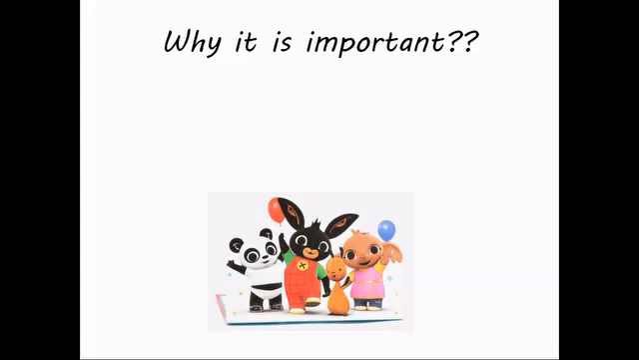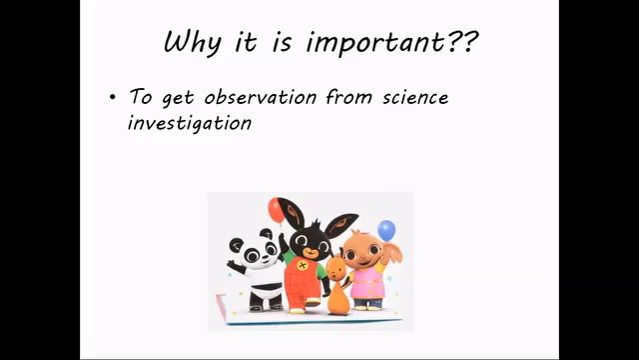Okay guys, so why is it so important in scientific skill, measure and using number? It is because we want to get the observation from science investigation. Rather than using words, we use numbers. So it's going to be more precise and easy to compare with pattern. You're going to learn about pattern in the next years, I think. So we're going to learn it early.